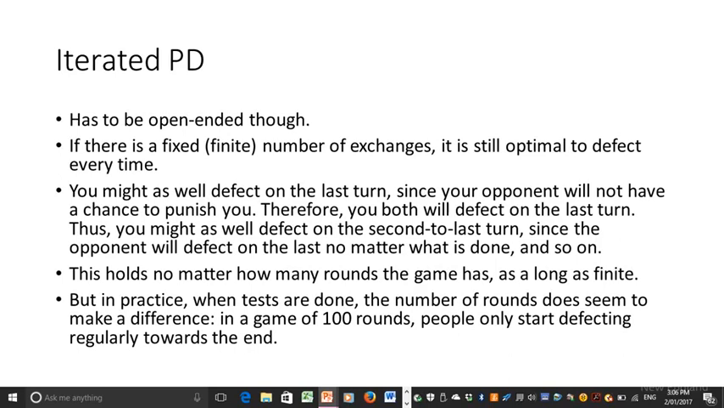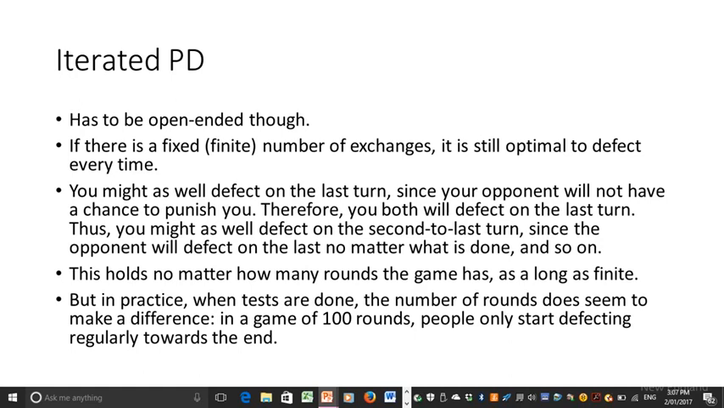But this depends on the iterated prisoner's dilemma being open-ended, being understood to be continuing indefinitely without end. Although, of course, in practice, there's always going to be an end point at some stage. But if there's a fixed number of exchanges, if you say, okay, we're going to have 10 or 50 or 1,000 rounds of this game, and then it's understood to be a final round, it actually turns out that it's still optimal to defect every time.